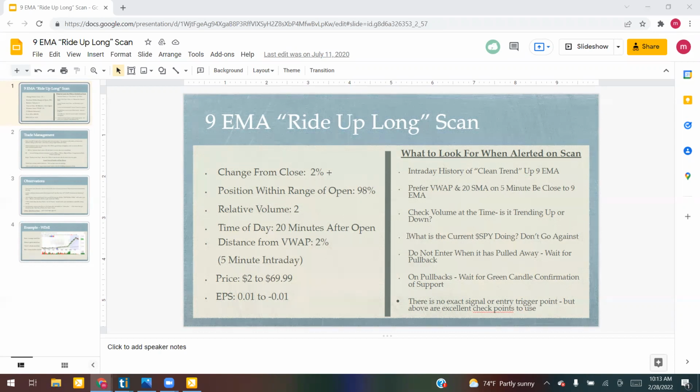Do not enter a 9 EMA when it's pulled away. Wait for a pullback, okay? This is a 9 EMA back-tested scan. That 9 EMA is going to be a magnet and pull it back if it's going according to the back test and scan. So when a stock is pulling away from the 9 EMA, that is a good opportunity to take some profits, whether you sell half, move your stop to your entry, or get completely out. I have often seen folks stay in only to lose money.